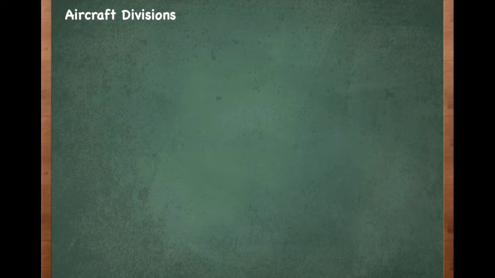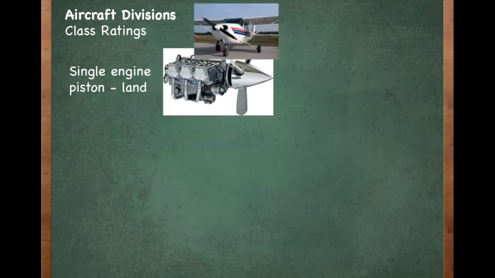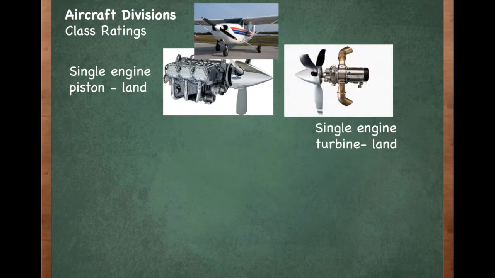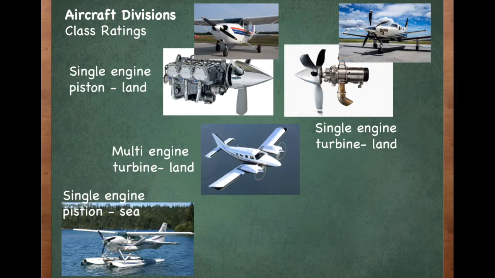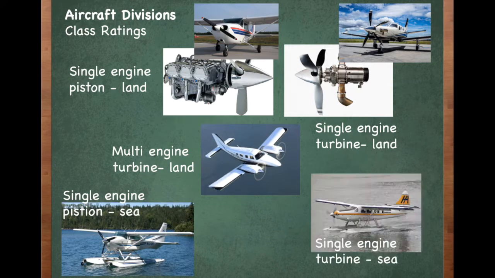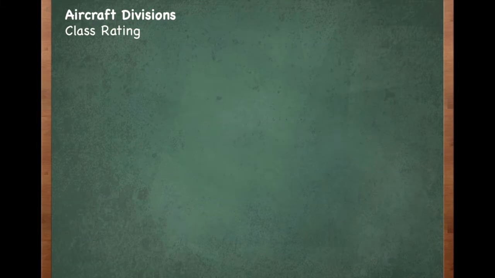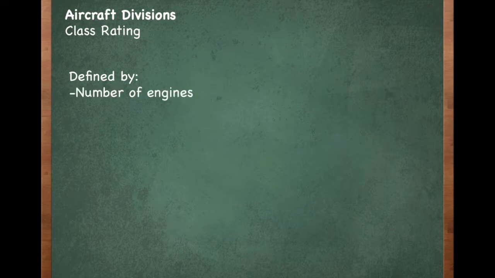The following classes exist: single-engine piston land, single-engine turbine land, multi-engine piston land, single-engine piston sea, and single-engine turbine sea. All other aircraft are types. As you can see, the number of engines, the engine type, and the landing surface define the classes.